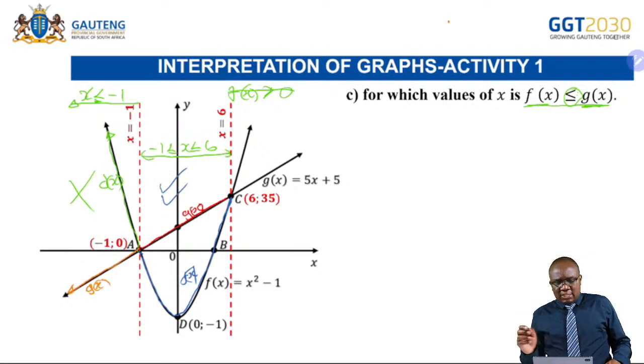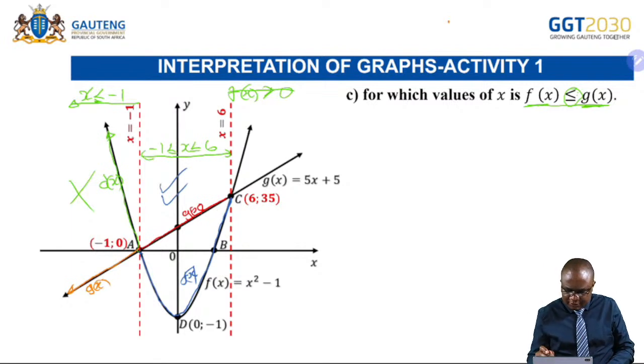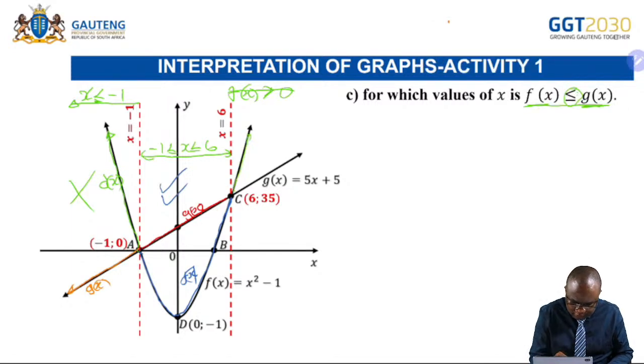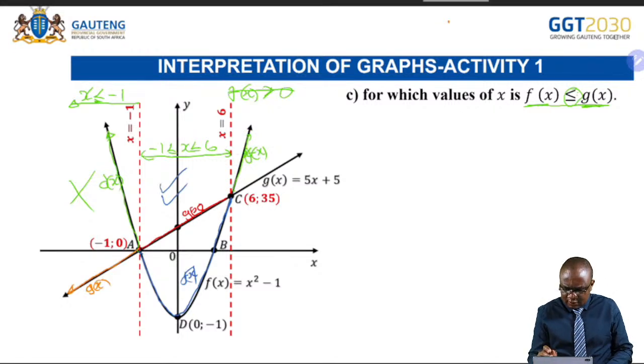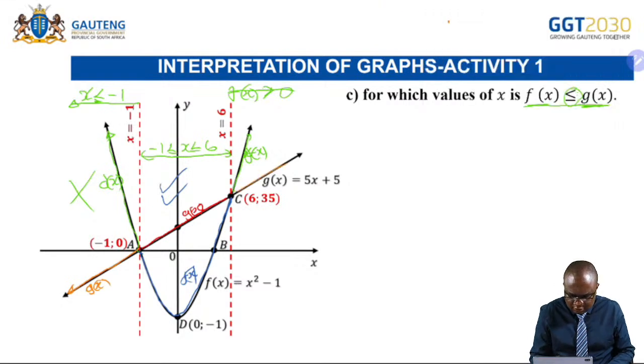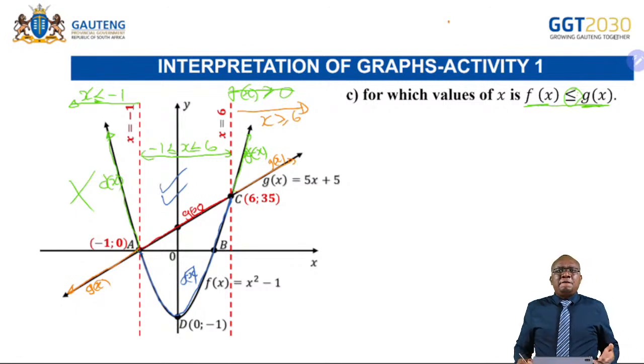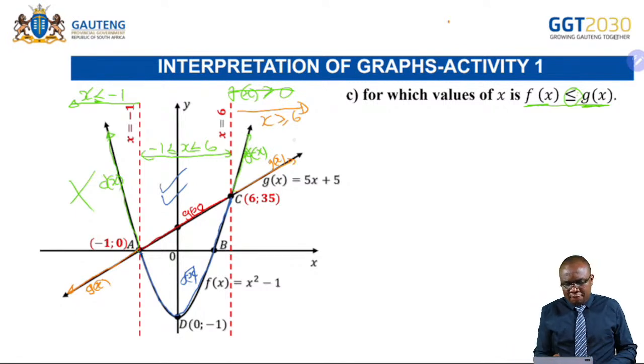Okay, right, the last part. Where is f of x? This is f of x. Right, where is g of x? This is g of x. If you check here, when going to the right, when x is greater than or equal to 6, f of x, the green graph, is above g of x. So this one is out because f of x is greater than g of x.